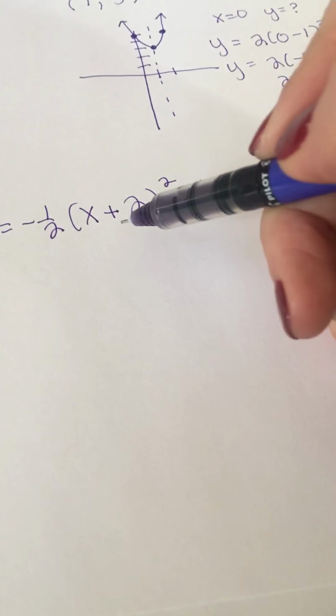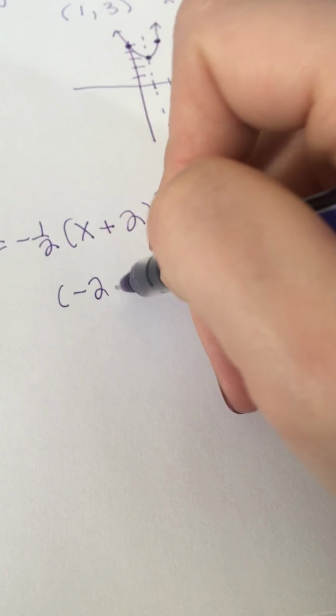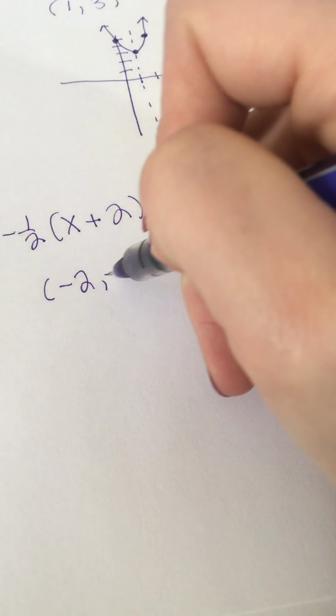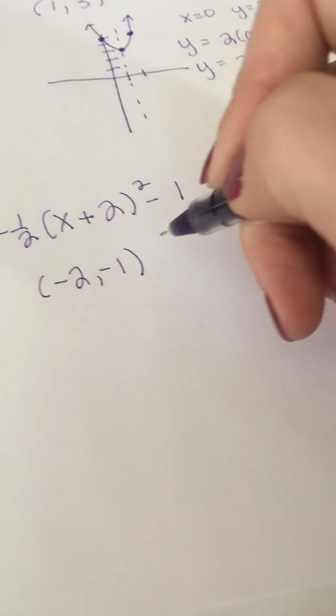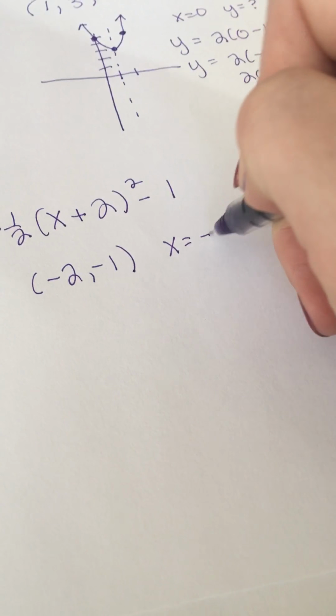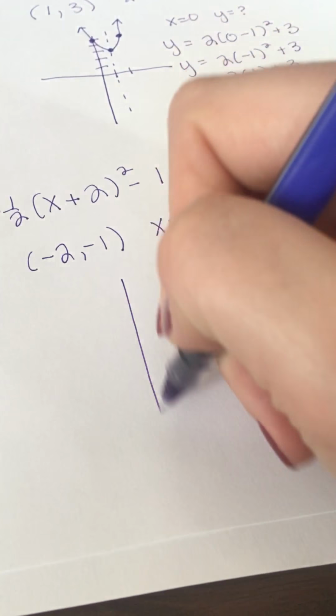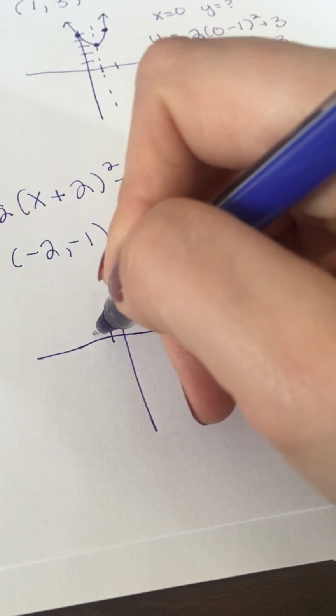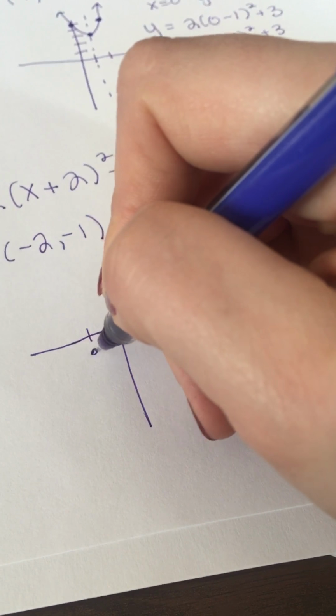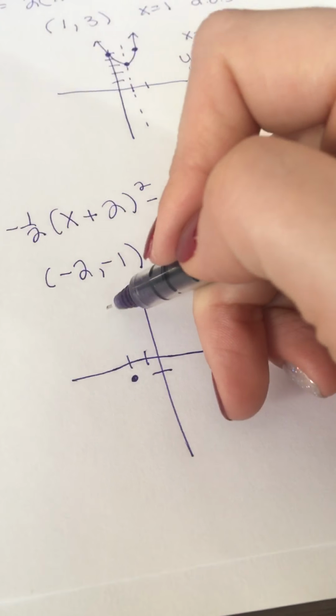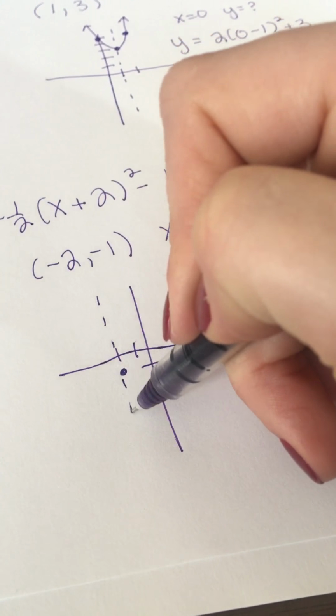So now if I had y equals negative 1/2 (x plus 2) squared minus 1. So the opposite sign, so negative 2, and it's a minus out here, so it's a negative 1. That's also going to be, the axis of symmetry is going to pass through that point, so x equals negative 2 is that as well. Negative 2, negative 1. And then I draw my axis of symmetry, a vertical line through that point.